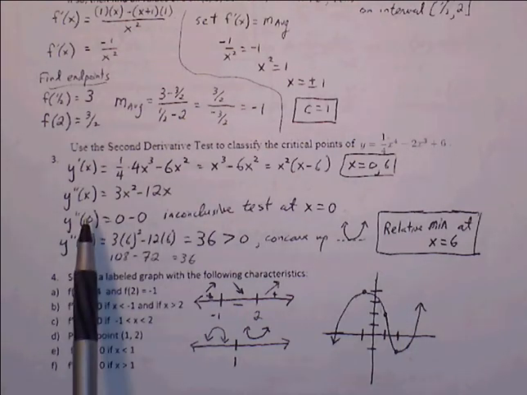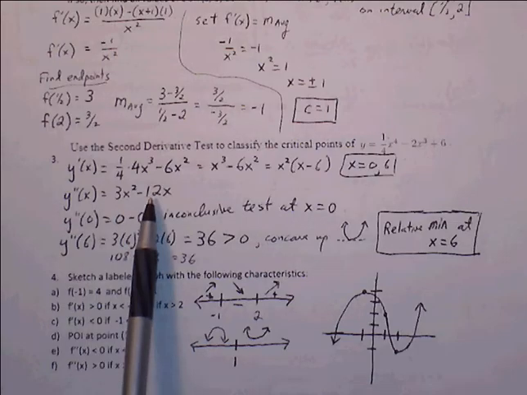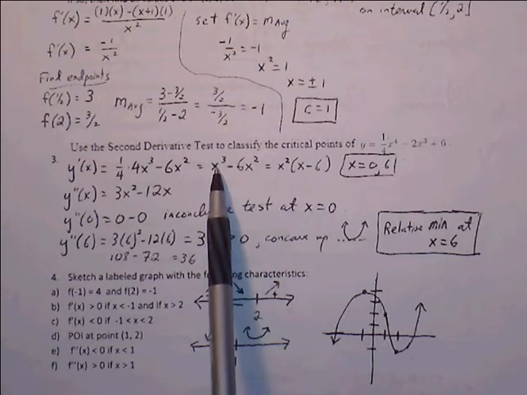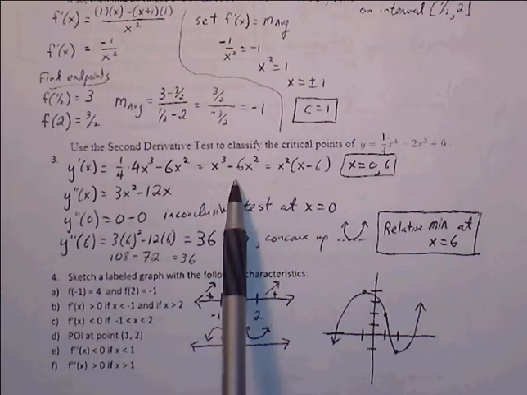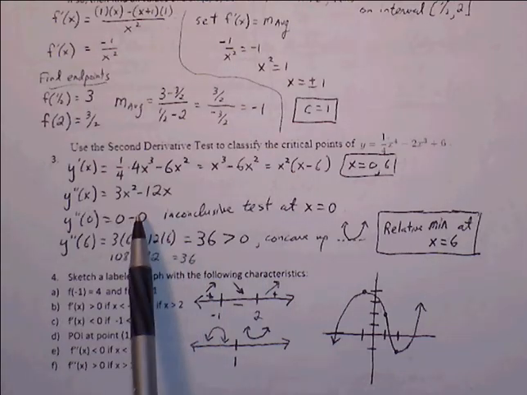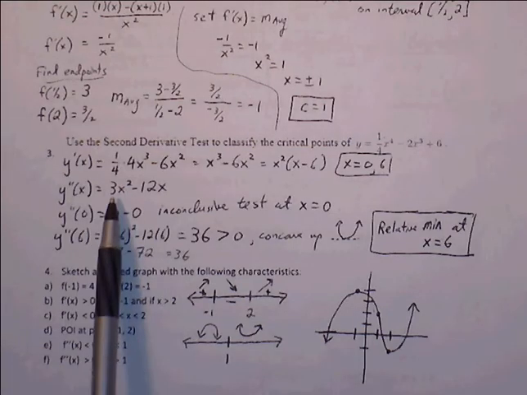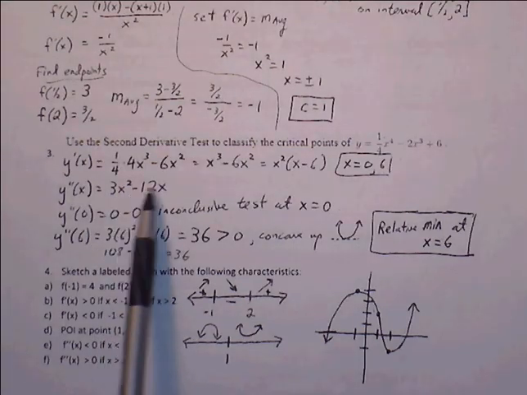Okay, so first we can plug 0 into the second derivative, but let me go through and find the second derivative. So second derivative, we start off with y prime, go through derivative, go through power rule again. So x cubed becomes 3x squared, 6x squared becomes 12x. So we get 3x squared minus 12x.